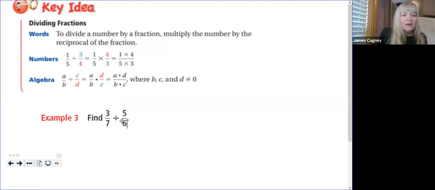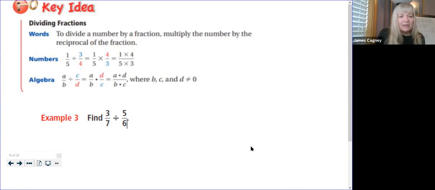So I say 1/5 divided by 3/4 is going to be the same thing as 1/5 times 4 over 3. The reciprocal means that I turn it upside down. And then it becomes 1 times 4 and 5 times 3. 1 times 4 is 4, 5 times 3 is 15. They didn't finish that part.